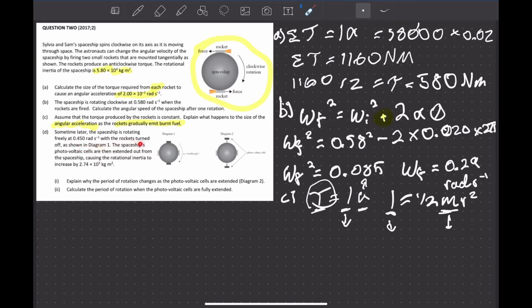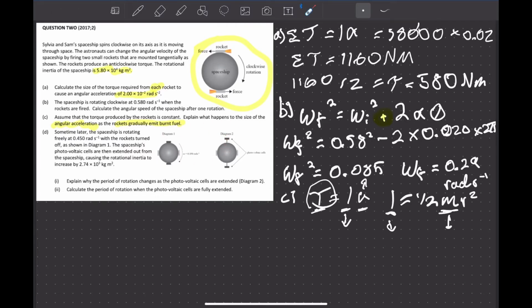When the rockets turned off, as shown in diagram 1 here, the spaceship's photovoltaic cells are then extended out from the spaceship, causing the rotational inertia to increase by this given amount, which is 2.74 times 10 to the 3 kilograms meters squared. Okay, so we have our diagram here, and we can see that it is rotating and it is deploying its photovoltaic cells.